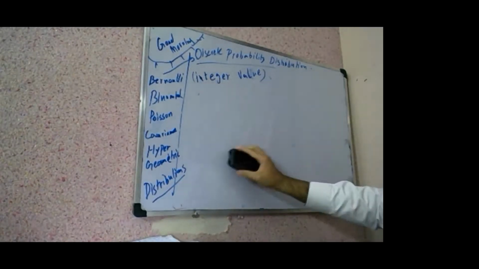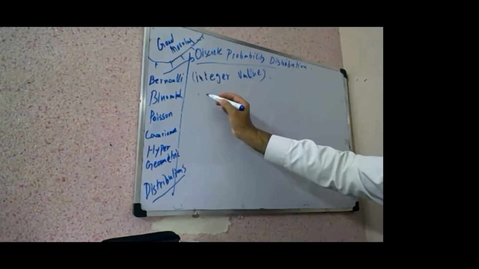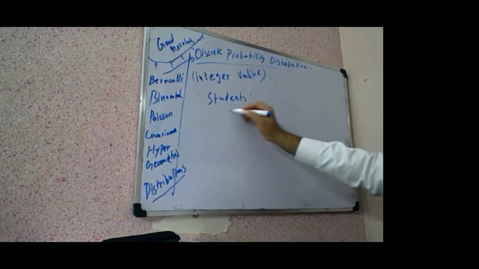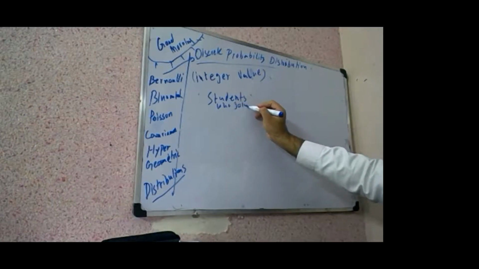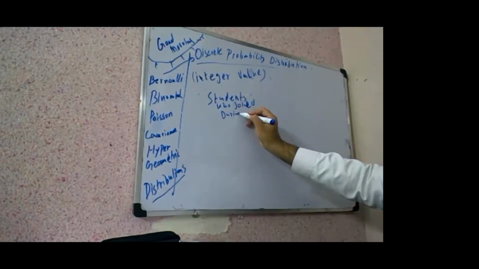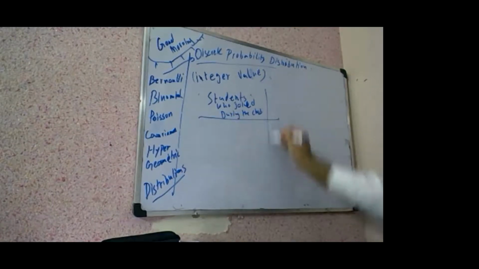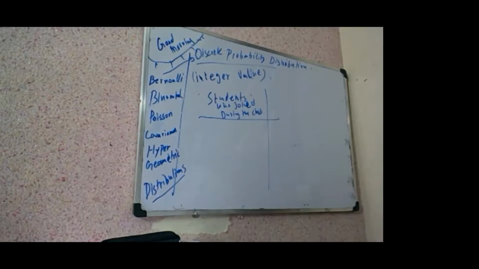I'm interested not in the students who are already in the class, but in the students who joined during the class. So that's my X. You can read it properly, or can't you? You can read this, right?